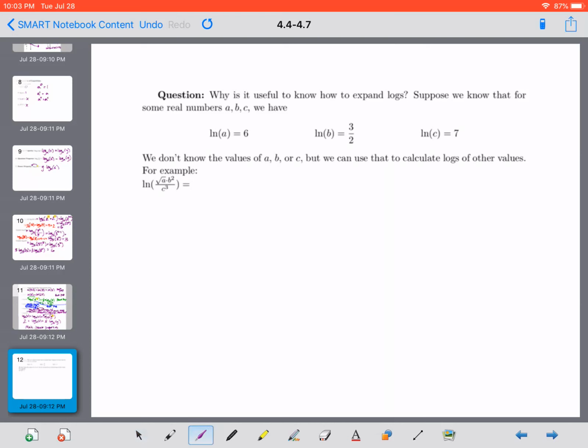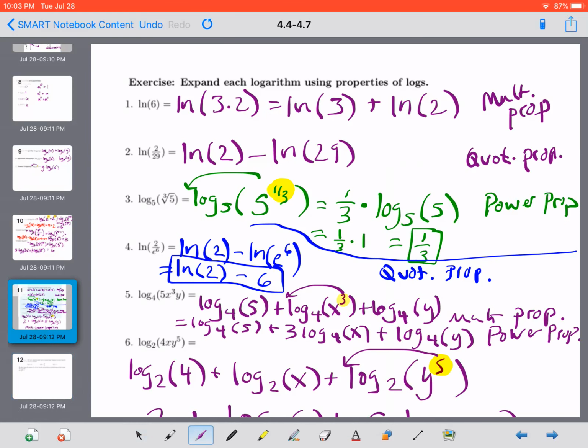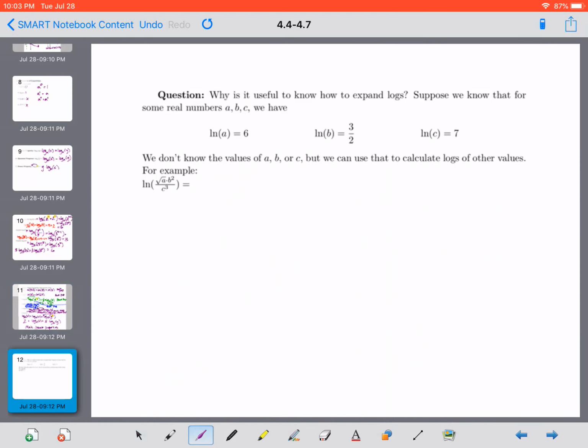First, I'm going to rewrite this, getting rid of the division on the inside. So using that quotient property, is that what I called it? Okay, quotient property. Division on the inside is like subtraction on the outside. So I can rewrite this as ln of square root of a times b squared minus ln of c cubed.